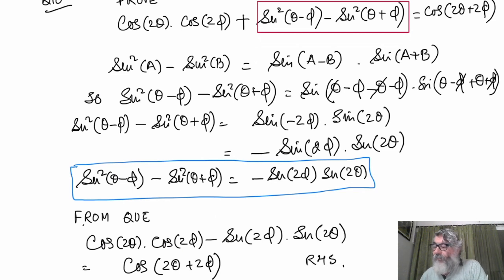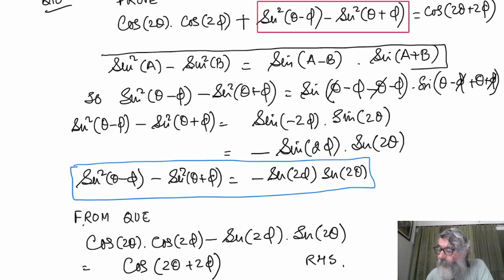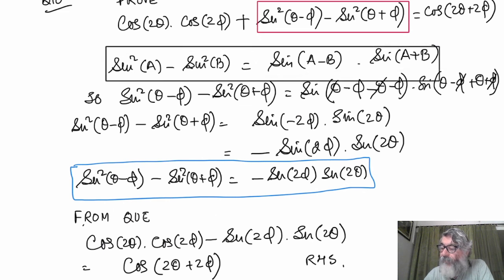We had to prove it equal to cos(2θ + 2φ). So again, the importance of the sin²A − sin²B formula: it is a very important formula. We will be using it time and again. Remember that. You must remember this formula.